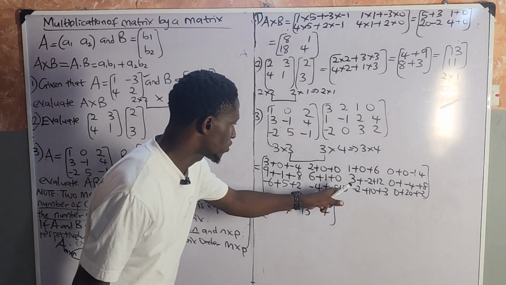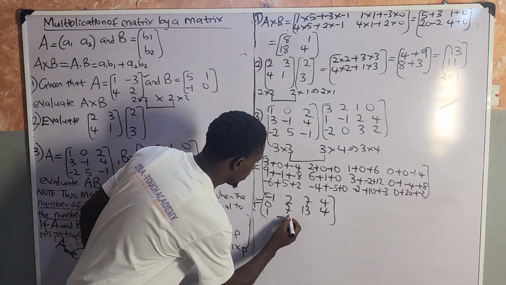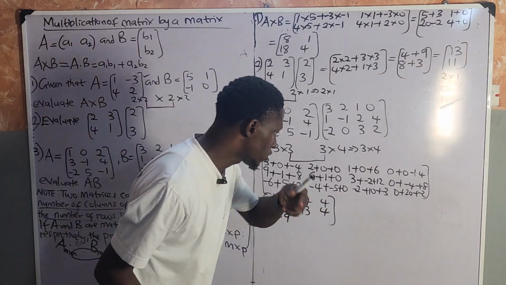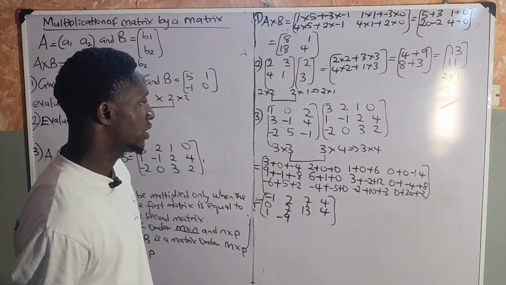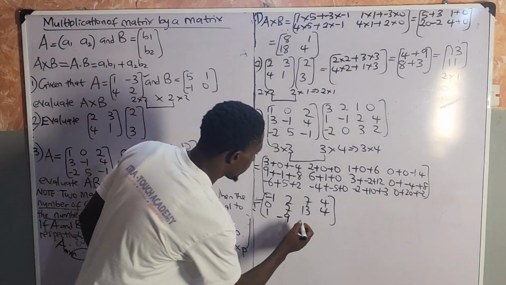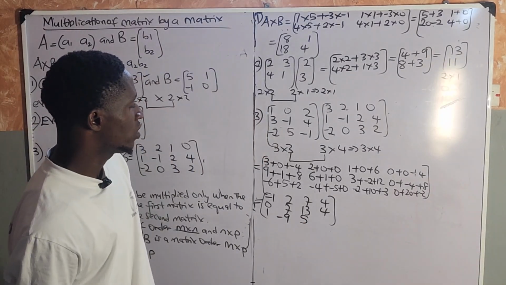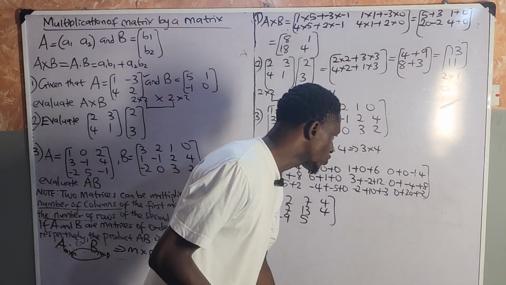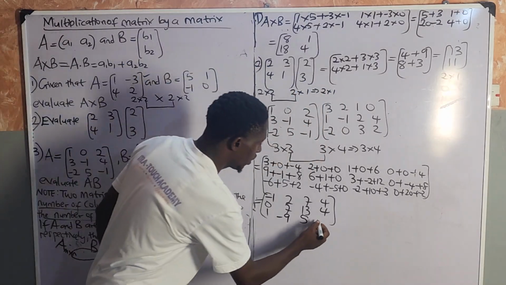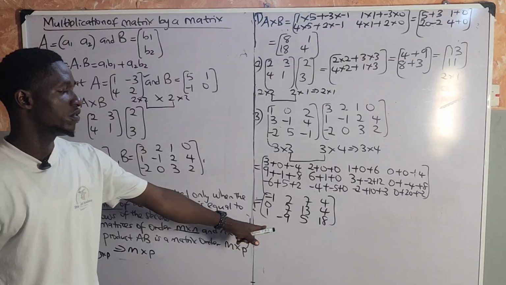Then minus 4 plus minus 5 plus 0 is minus 9. Then minus 2 plus 10 plus minus 3 should give you 5. Then what else? 0 plus 20 plus minus 2 should give you 18. So this is the final answer.